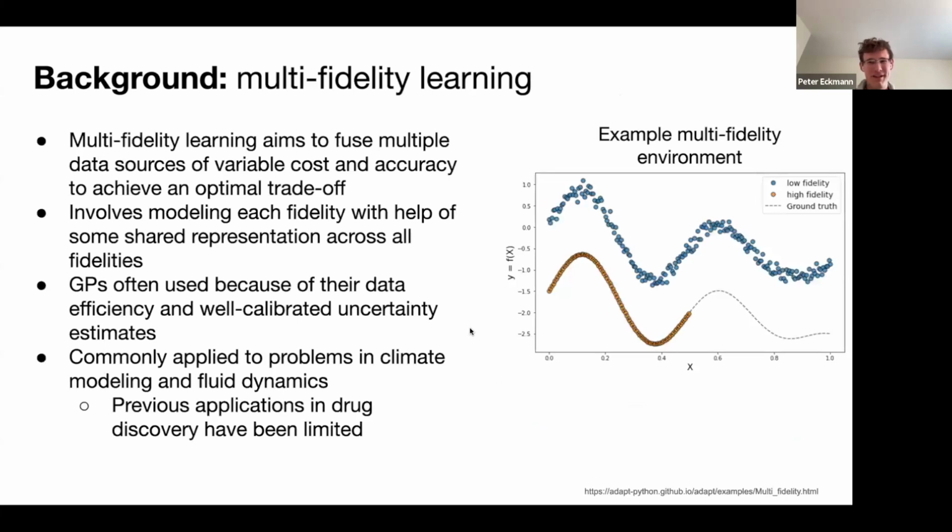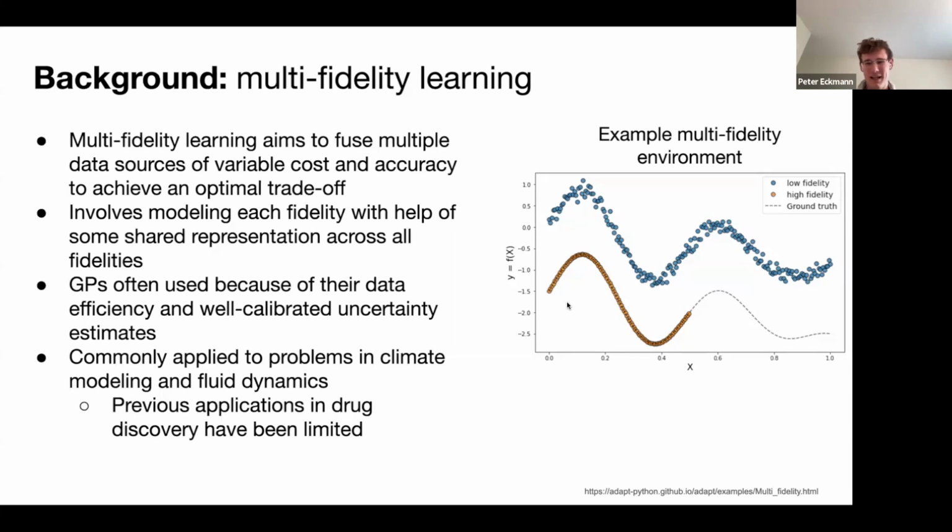In a separate thread of the background, we'll also talk about multi-fidelity learning. Multi-fidelity learning aims to fuse multiple data sources of variable accuracy and cost to achieve an optimal trade-off between accuracy and cost. It usually involves modeling each fidelity with the help of some shared representation across all the fidelities. On the right here, we have an example of what a multi-fidelity environment looks like. The x-axis is some input variable, and the y-axis is some response variable. We can see the ground truth is the dashed line here.